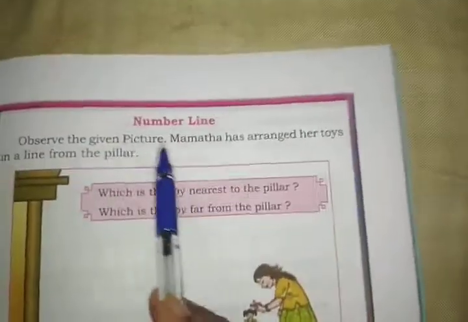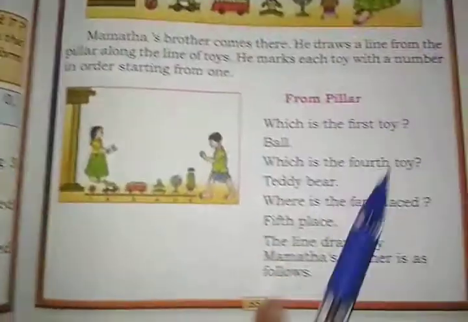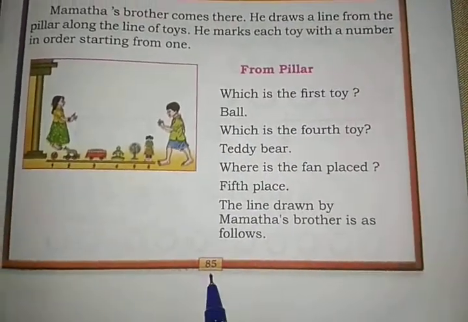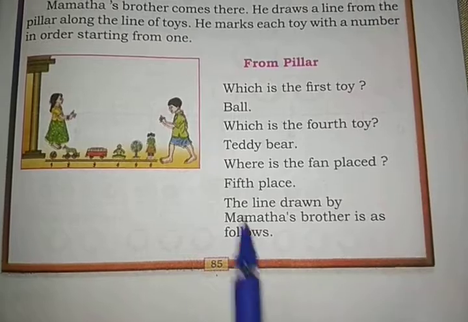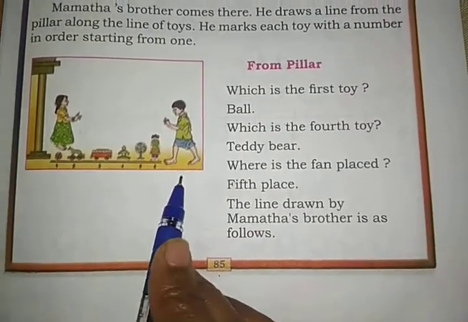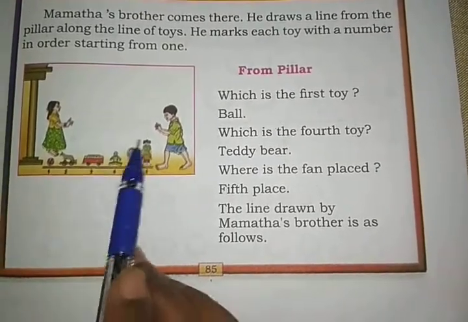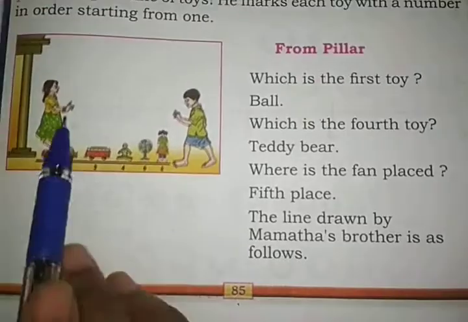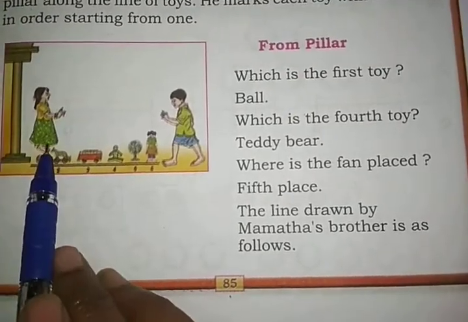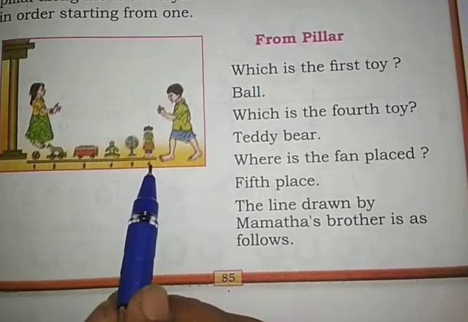Now, we go for number line. See here, children. In page number 85, number line is there. I'll tell you what is a number line. Just you have to observe the picture here. Mamta has arranged. This girl is Mamta. She has arranged her toys in a line.